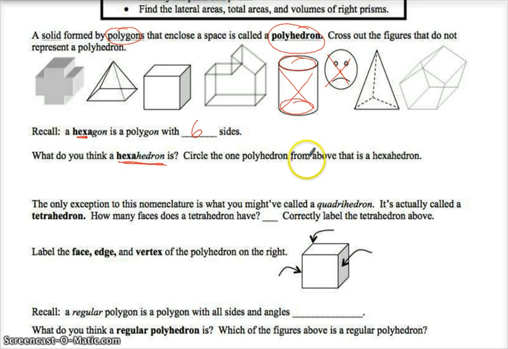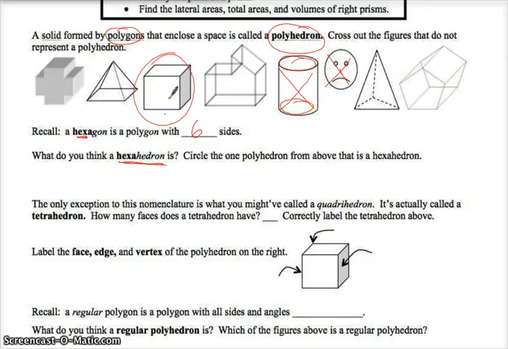Circle the one polyhedron from above that is a hexahedron. So that's going to be a 6-sided polyhedron, or 6 faces. So which one of these has 6 faces? Well, obviously not this one. This one has a base, which is 1, and then it has 5 faces around the edge, so it's only 5. So top, bottom, right, left, front, back. So this is our hexahedron. This only has 1, 2, 3, 4 faces. This has 1, 2, 3, 4, 5, 6, 7 faces. This is a lot more, so this is our one hexahedron. It has 6 sides or 6 faces that you could touch.